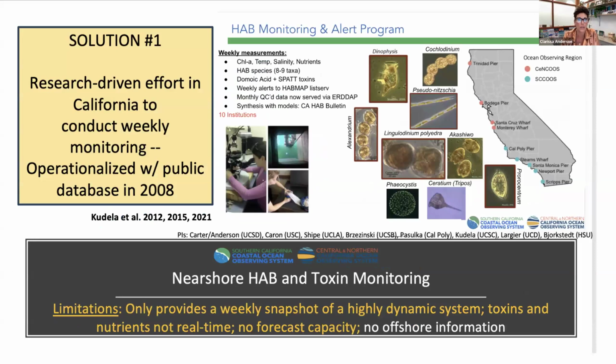And so if you look back at the different solutions we've had to early warning systems and trying to get spatial and temporal coverage at fixed sites, in California, the HAB MAP group, which really became codified in 2008, and SCCOOS and CeNCOOS took it over as a sustained project, working with our academic partners throughout the state to keep this sampling going. It's weekly, and it has really great resolution in the sense that we're looking at a whole suite of taxa and toxins, mostly just domoic acid, but we have information on other toxins and certainly on nutrients.